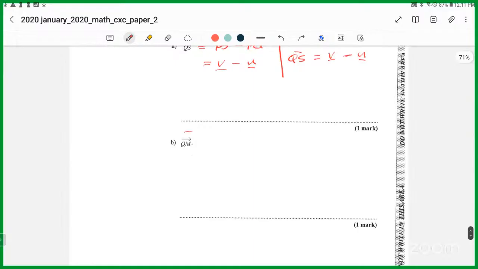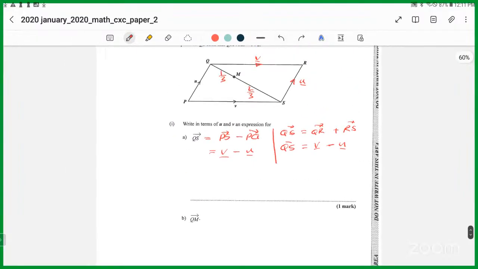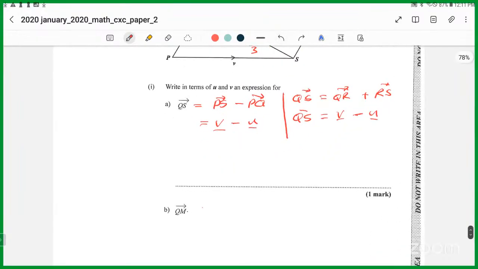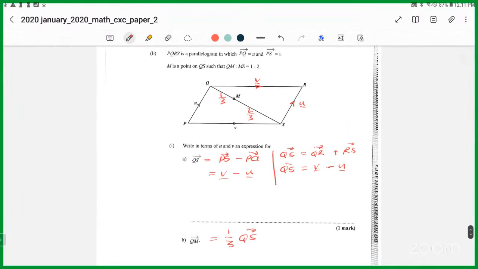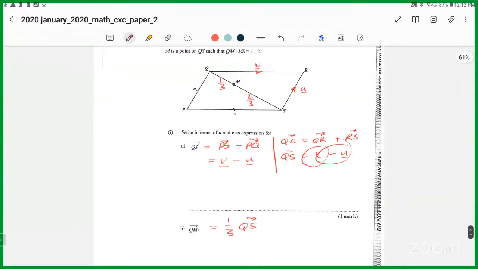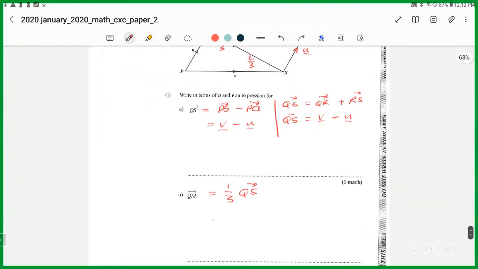Alright, let's see what else they want. They want the vector QM. Let's look. QM. Alright, so you see, we want QM. That's this little piece. So QM is just simply 1/3 of QS. Easy. QM is just a part of QS, 1/3 of it. So it's 1/3 of the part and 1/3 of the part there. Easy. So it becomes 1/3 V minus 1/3 U. Alright? Simple as that. QM.